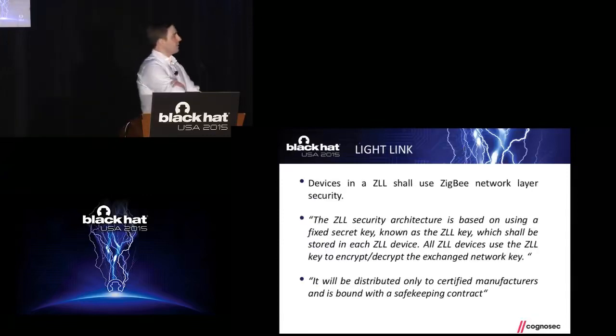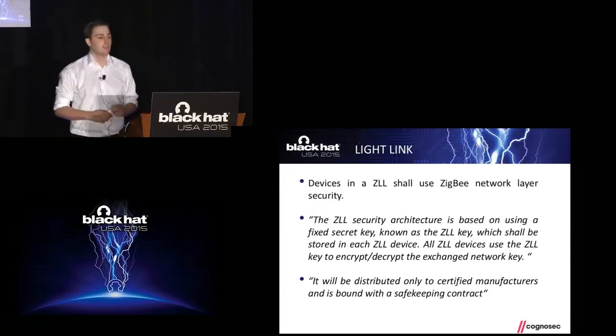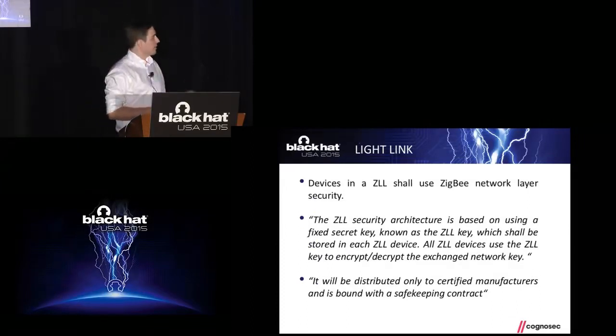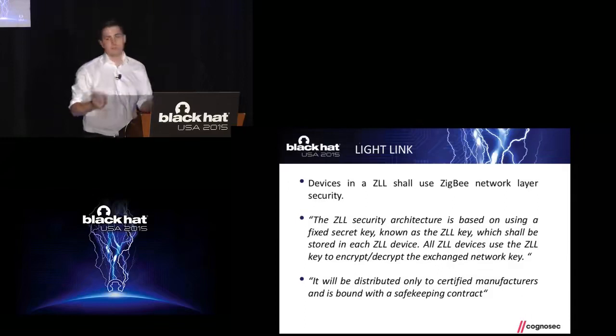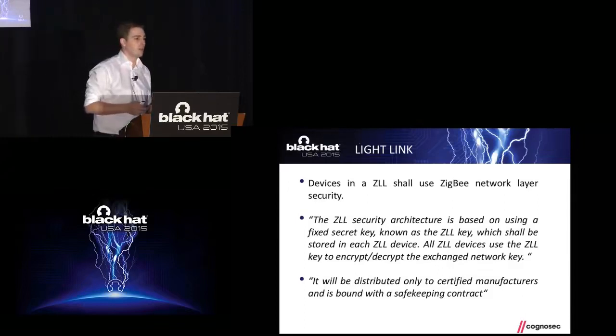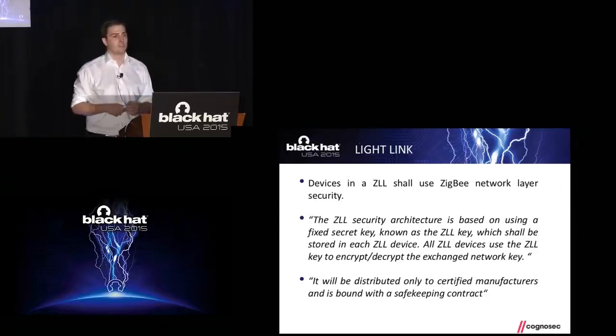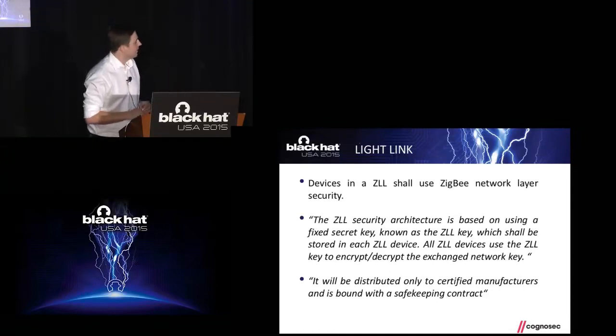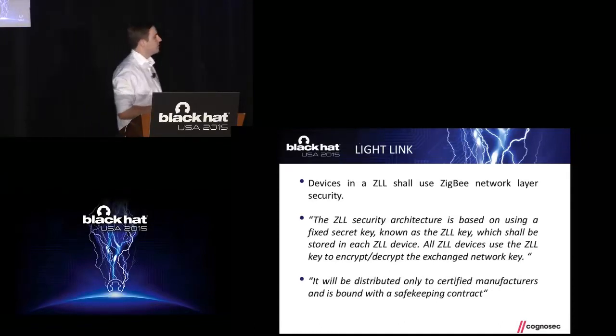So the second one we looked at was the Light Link. Philips Hue, for example, is applying that. The first statement is very good from a security perspective: it's required to do it encrypted. So there are no ZigBee Light Link networks out there that are unencrypted. But as you see, the second point is very interesting for us.